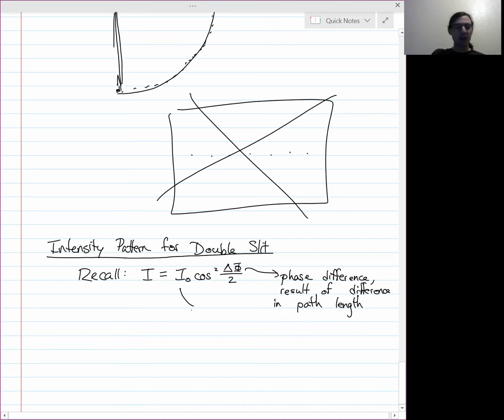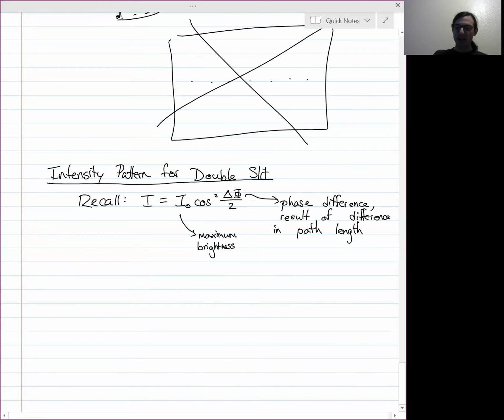And this I naught, this is the maximum intensity. This is the intensity that you get when you have constructive interference. So this is the intensity of maximum brightness. So just as a quick note, a reminder from earlier, delta phi is equal to 2 pi delta x over lambda, which is 2 pi d sine theta over lambda.